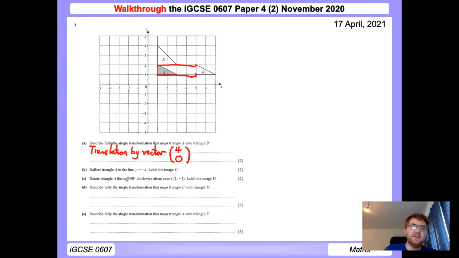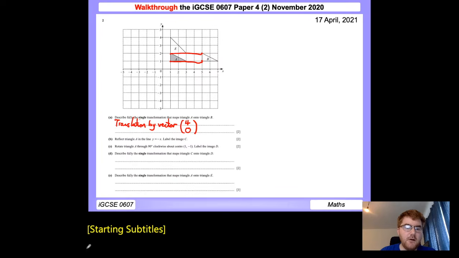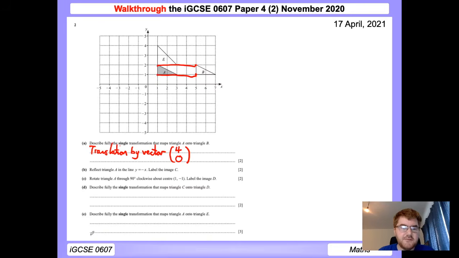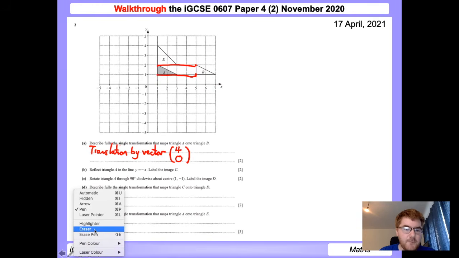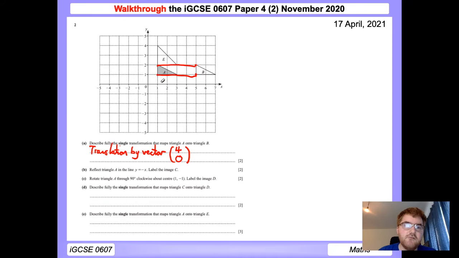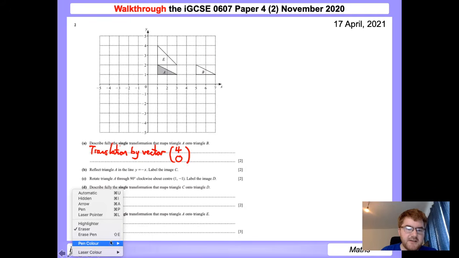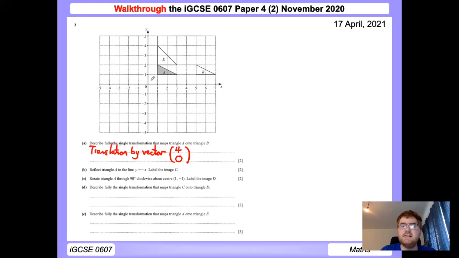Our next part is we're going to take triangle A and we're going to reflect that in the line y equals minus x. So what we're going to do is we're going to take the original triangle here, the triangle A. Always read this carefully if they want you to do triangle B or triangle E, etc. And we're going to reflect that in the line y equals minus x. The first thing we need to remember is what does the line y equals minus x look like?